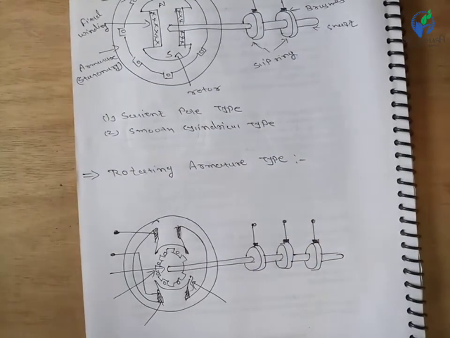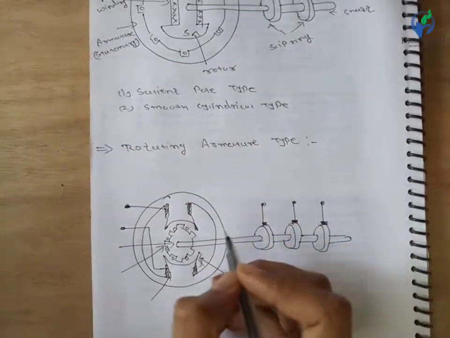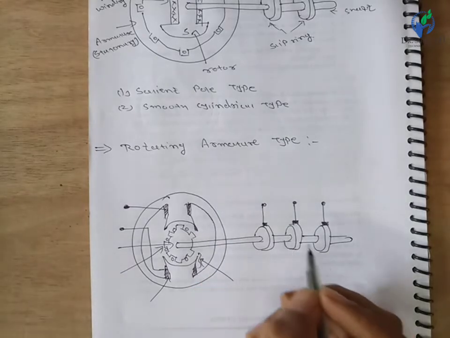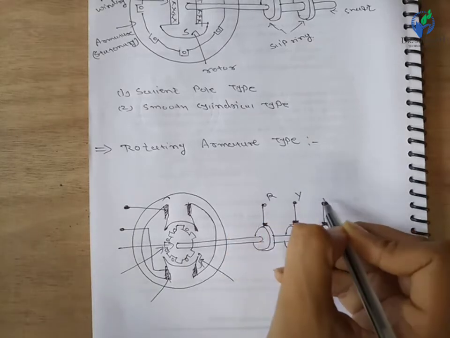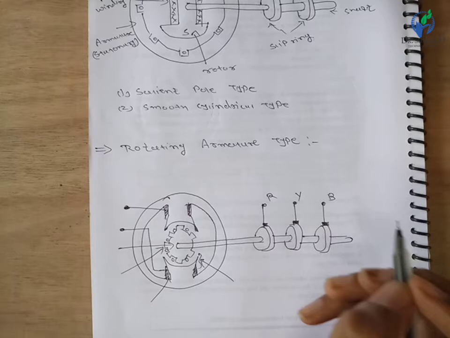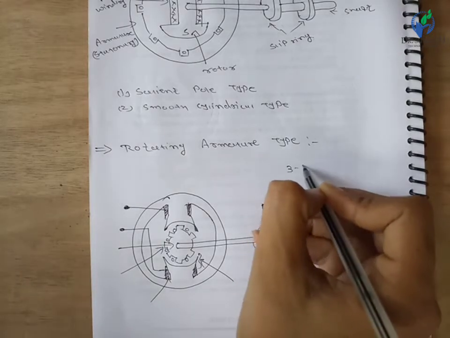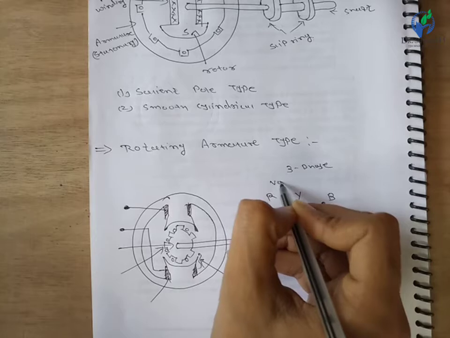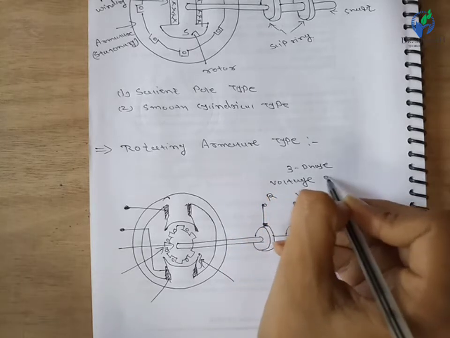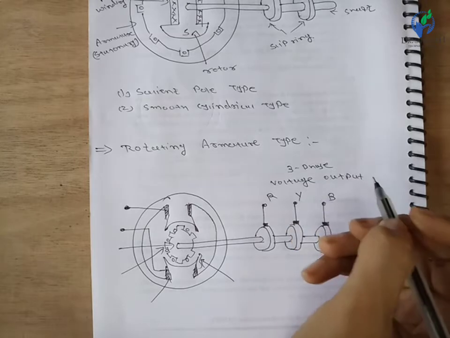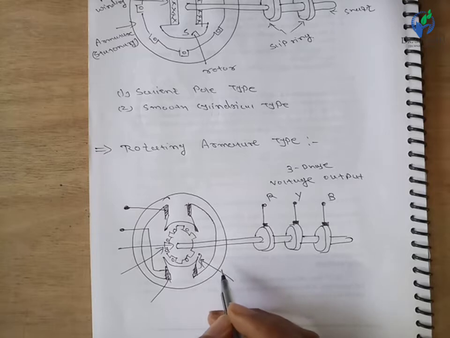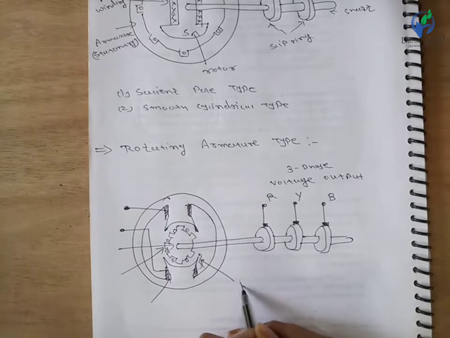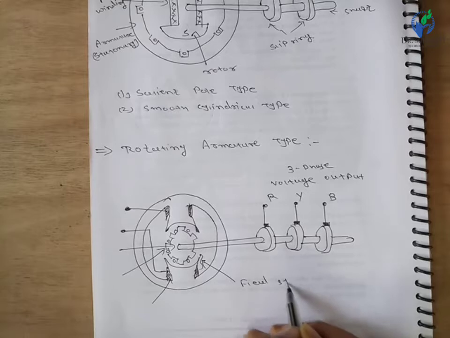The rotating armature type construction is shown in this figure. Here in this figure, the supply R, Y, B are shown. This is the three-phase voltage at output. Here is the field system or stator part. The field system or stator part is shown in this figure, also known as stator.